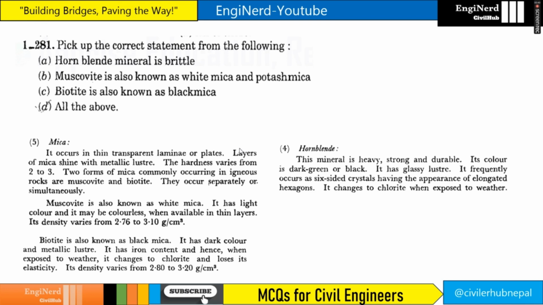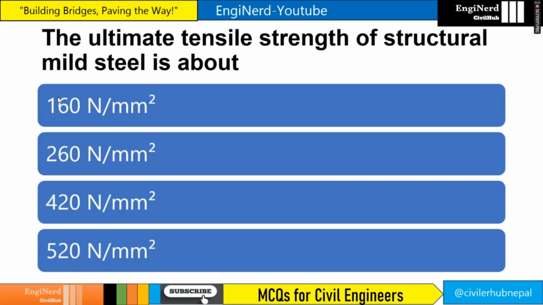Pick up the correct statement from the following, right? Hornblende material is brittle. Muscovite is also known as white mica, and potash mica. Biotite is also known as black mica. All of these. So our answer will be all of these. Here if you see, muscovite is a white mica, biotite is a black mica. So our answer is all of these.